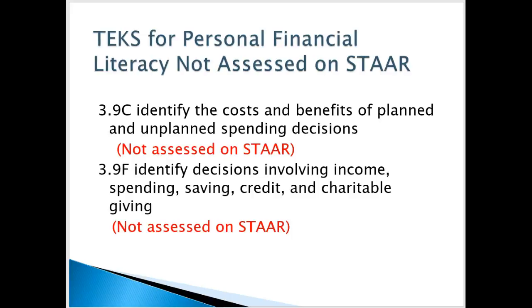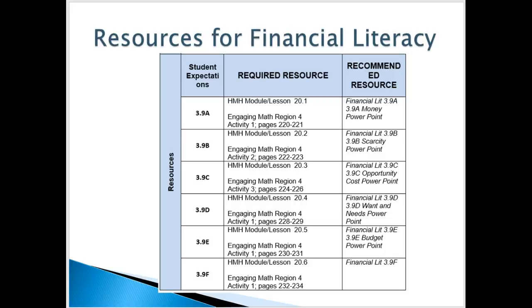So 3.9c and 3.9f are not assessed on STAR. So if you want to leave those two and go over them after STAR, if the time is more valuable to you right now before STAR, that's truly understandable and you can do that. Here is the listing of all the resources per text that are available to you.